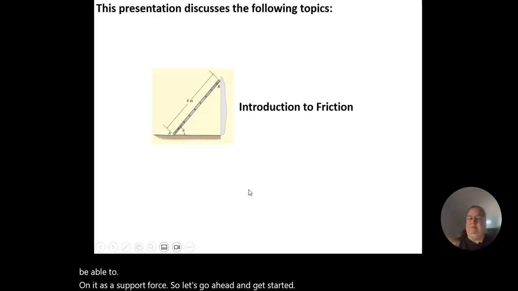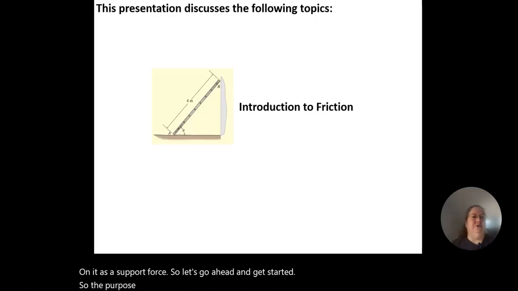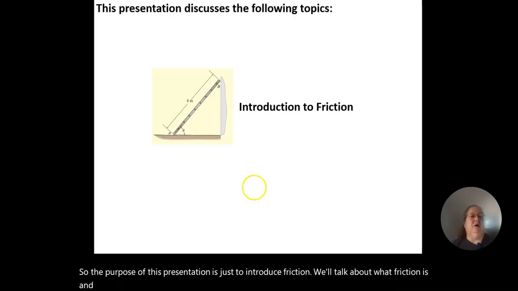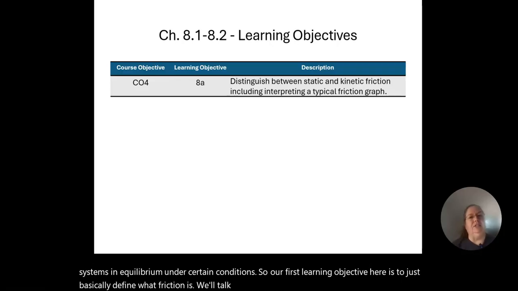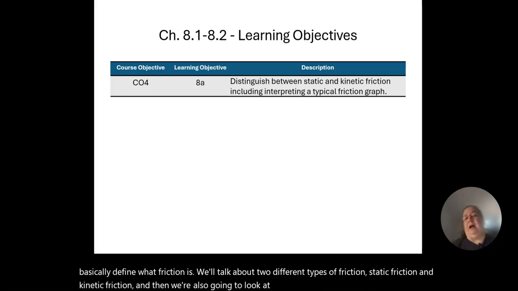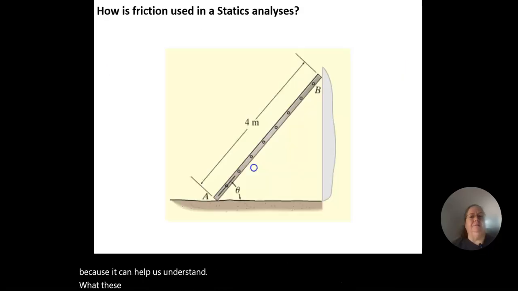So the purpose of this presentation is just to introduce friction. We'll talk about what friction is and how it works, and then we'll move on to discuss how friction can provide support with systems in equilibrium under certain conditions. So our first learning objective here is to just basically define what friction is. We'll talk about two different types of friction, static friction and kinetic friction. And then we're also going to look at friction through a typical friction graph because it can help us understand what these topics are a little bit deeper.